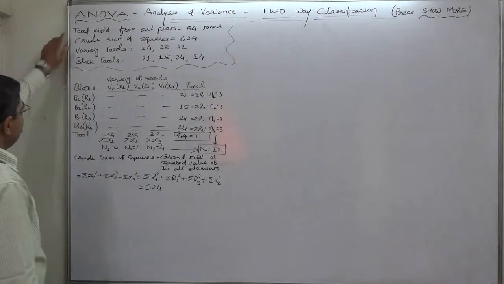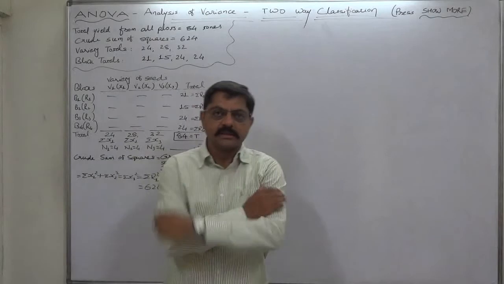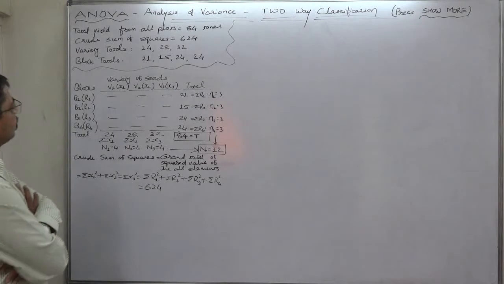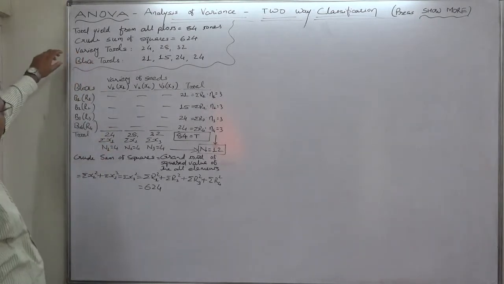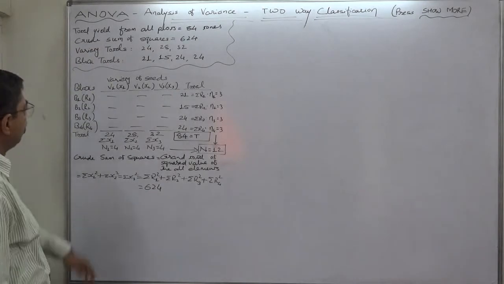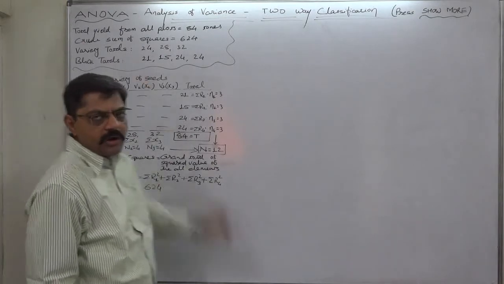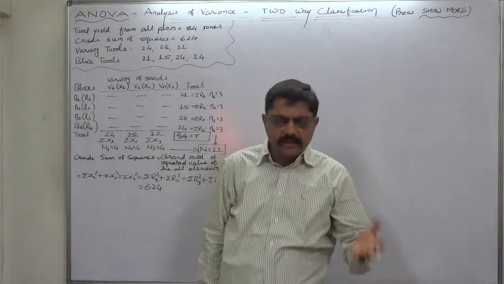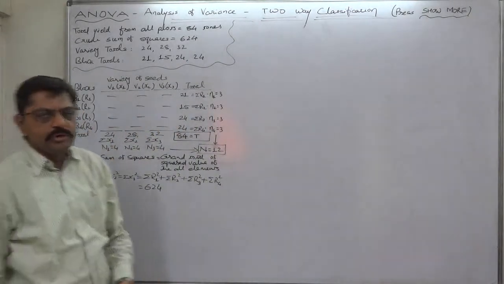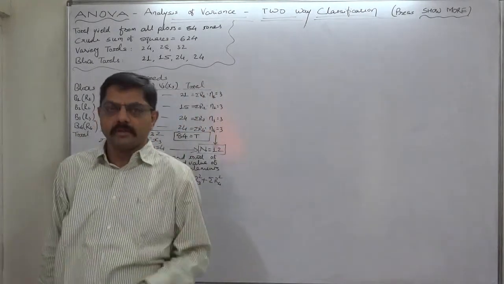Okay. Yeah, total yield from all plots. But what is the exact problem? Let's first discuss it. A group of researchers is interested in studying whether one or more out of 3 varieties of seeds and one or more types of blocks of land out of 4 are contributing anything to greater output of a particular crop.